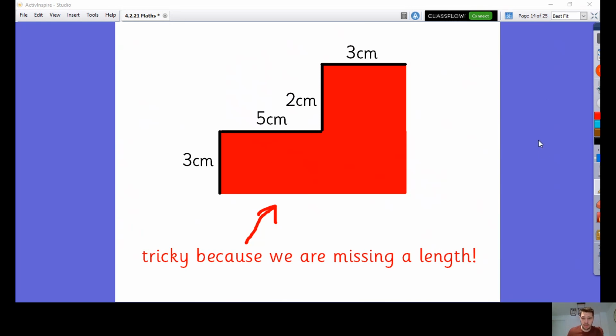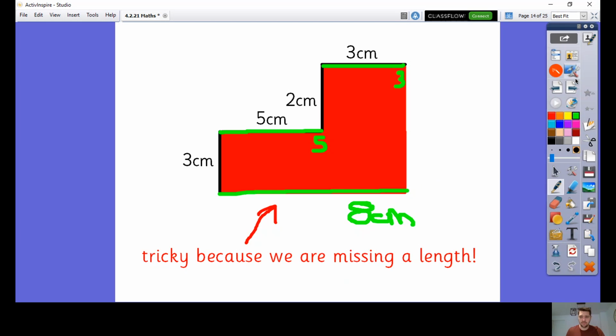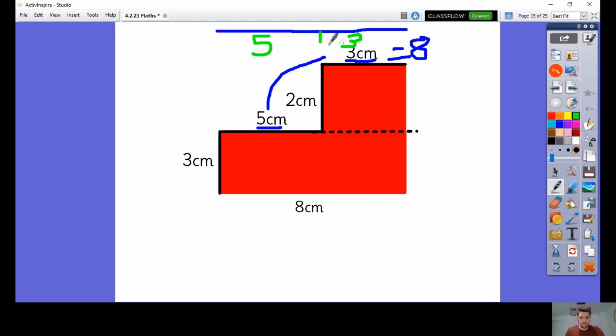Okay, hopefully you're rejoining me after pausing the video. I can calculate this missing length because I know that up to here, this far across is 5 centimeters. And this far across is 3 centimeters. So if I add those up, the whole way across is 8 centimeters. So that's the width of the whole bottom half of the shape there. That was that there. Perfect.